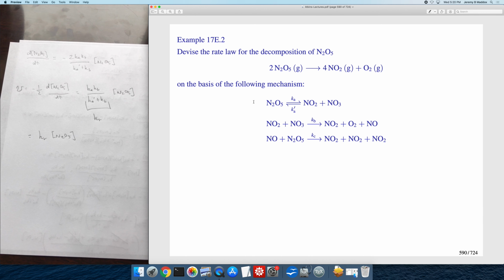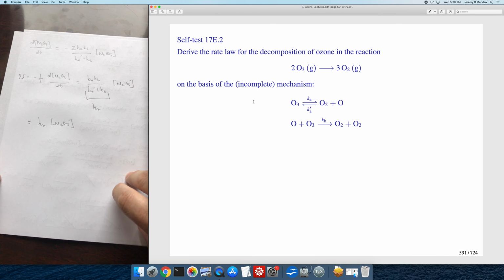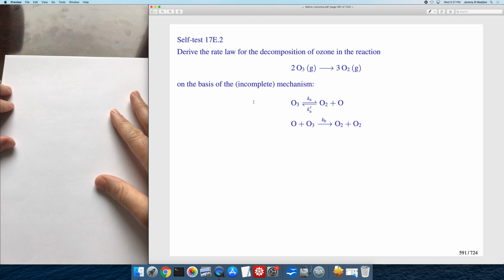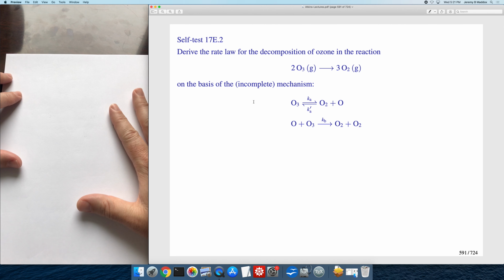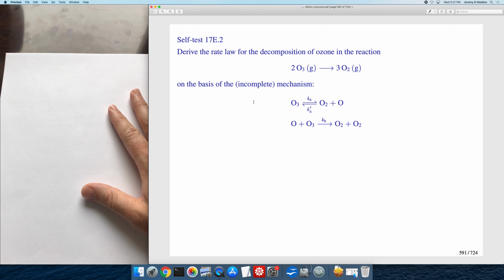So that illustrates one application of the steady state approximation. Here's another one. This one is a bit easier, hopefully. I wanted to go through at least two of them to illustrate how to generate these differential equations. So we'll do another example, this one involving this ozone reaction.